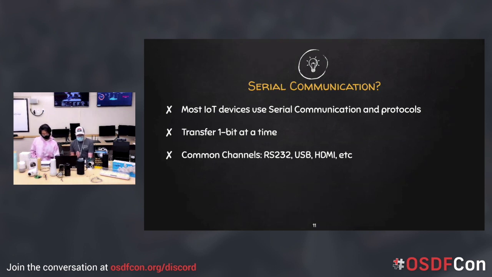So why are there so many UART pinouts on these IoT devices specifically? The majority of IoT devices use serial communication and protocols to communicate internally through their different components, especially because a lot of these components come from different manufacturers. Serial communication transfers just a single bit at a time, and it commonly utilizes channels like USB and HDMI. The UART pinouts make it very easy to translate these single bits into readable and full information. And as we said, we're going to be able to use that to access the root shells on these devices. Yep.